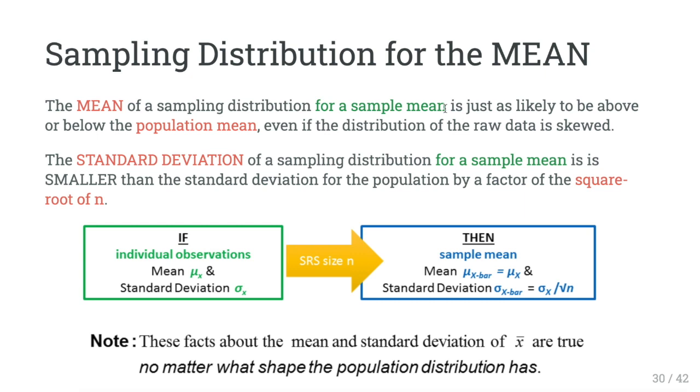The standard deviation of a sampling distribution for a sample mean is smaller than the standard deviation for the population by a factor of the square root of n. Which means in order for us to understand the distribution of the sample mean, we're going to have to make one additional adjustment to the standard deviation.